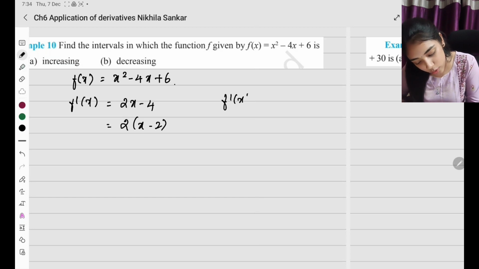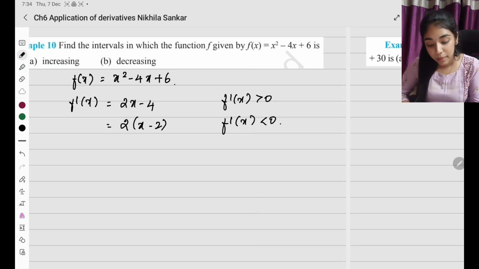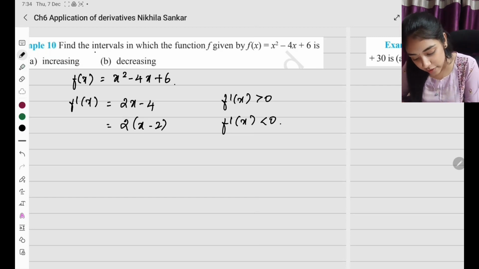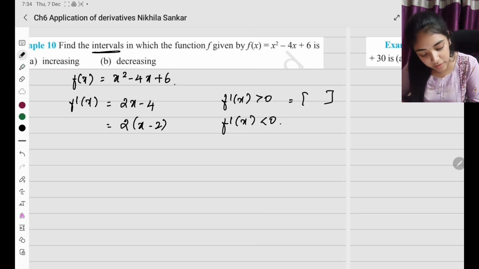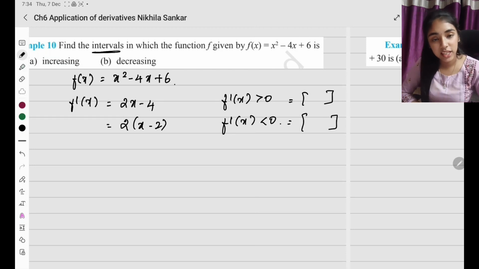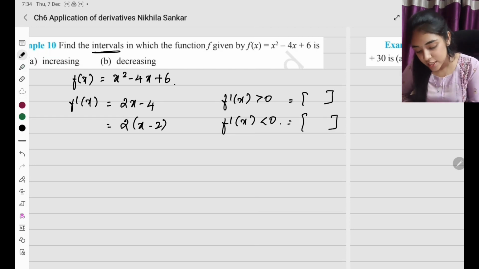I need to find out if f dash of x is greater than 0 or less than 0, but I need to find out for which values. So find the intervals: in which interval it is greater than 0 and in which interval it is less than 0. This is what we have to find.